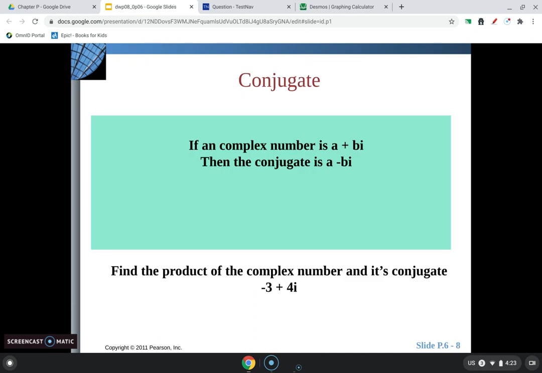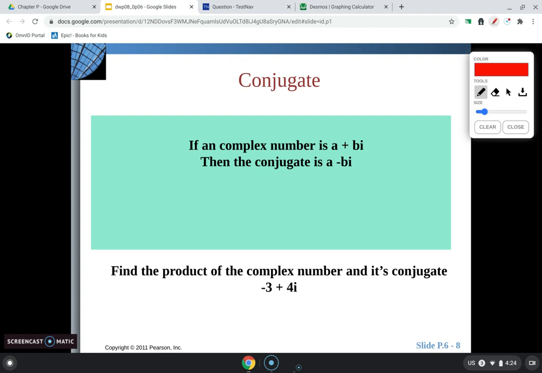All right. So, conjugate. If a complex number is a plus bi, then the conjugate is a minus bi. So when you're finding the conjugate, you take the opposite of the imaginary term. So find the product of the complex number and its conjugate. All right, so you take negative 3 plus 4i times the conjugate, which would be negative 3 minus 4i. Now, when you take a number times its conjugate, it kind of works out slick for you. Negative 3 times negative 3 is 9.